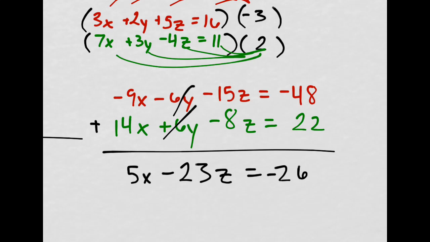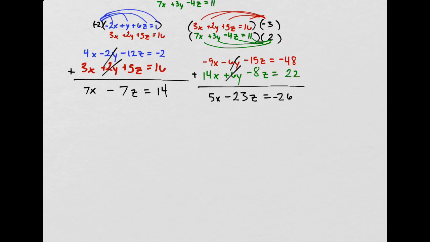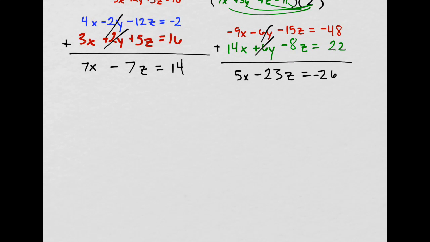So that was step 4. Step 5 is to take these two black equations and write them one on top of the other. It doesn't matter which one comes first. And then you're going to try to eliminate one of the variables. So I'll take these and copy them.